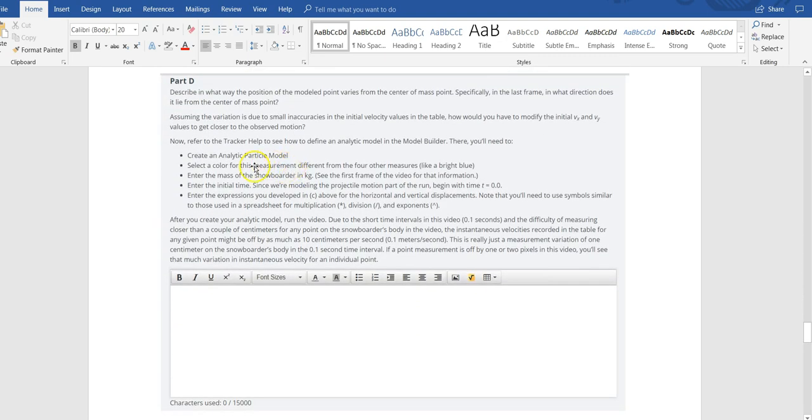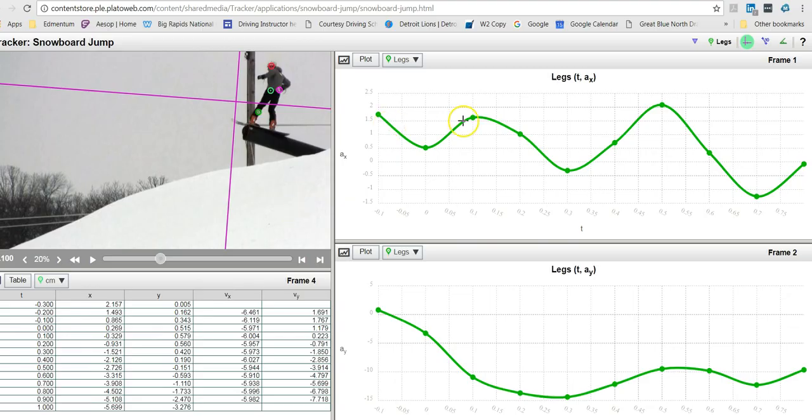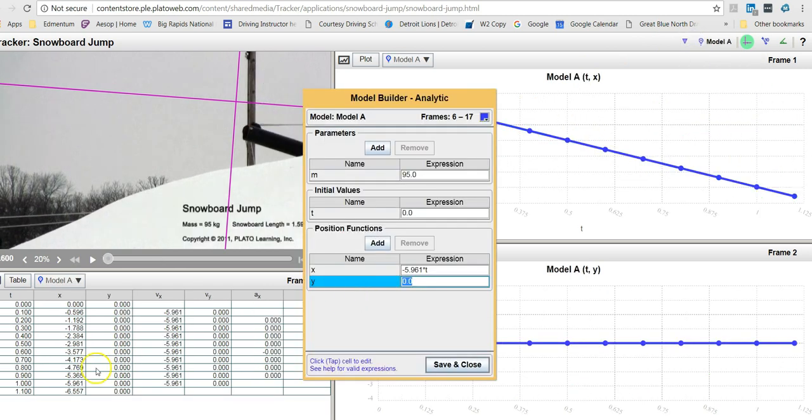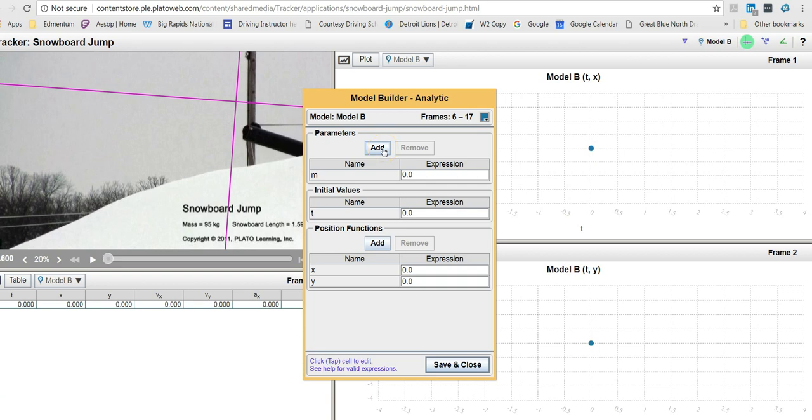Now, the analytic particle model. So that we'll find using one second. Okay, so all the directions are right there. I'm going to try to follow as best I can. Not the easiest directions, but these aren't as bad as some of the directions we had earlier. So, go up to here. Parameters here, again, mass 95 kilograms.